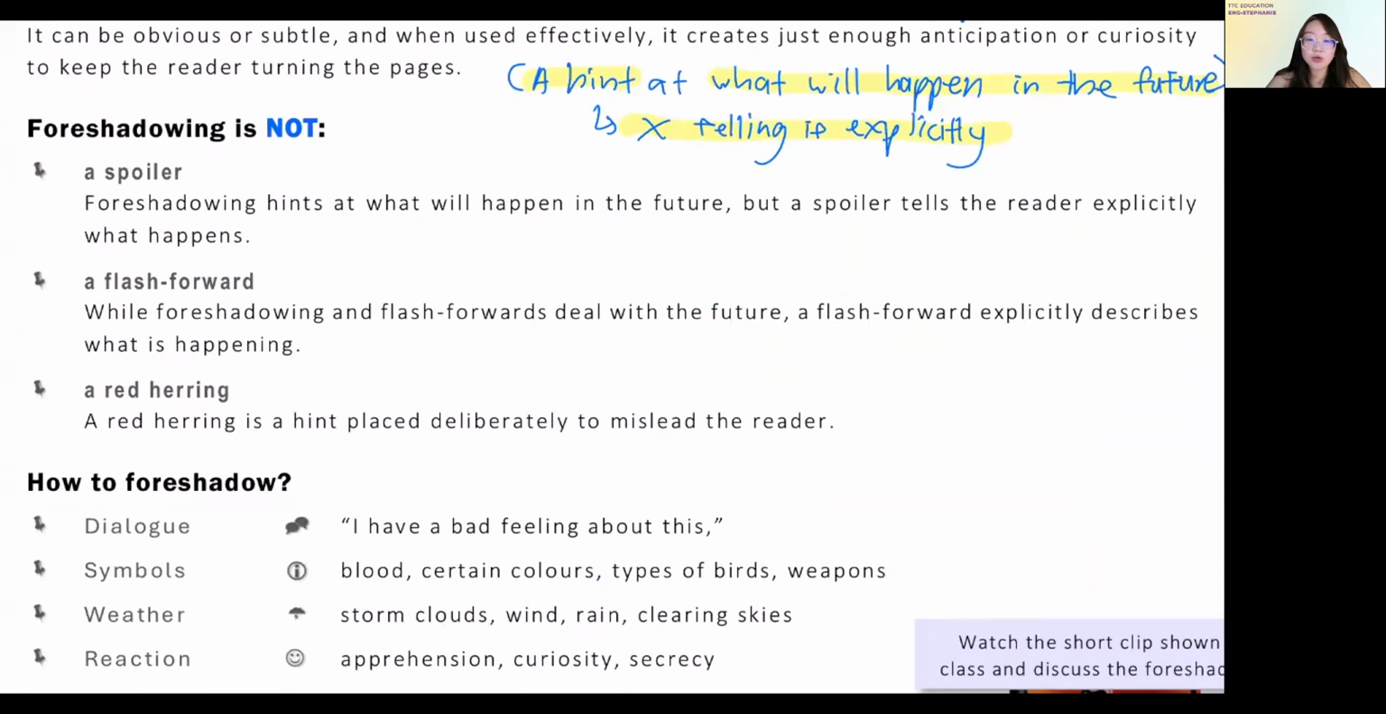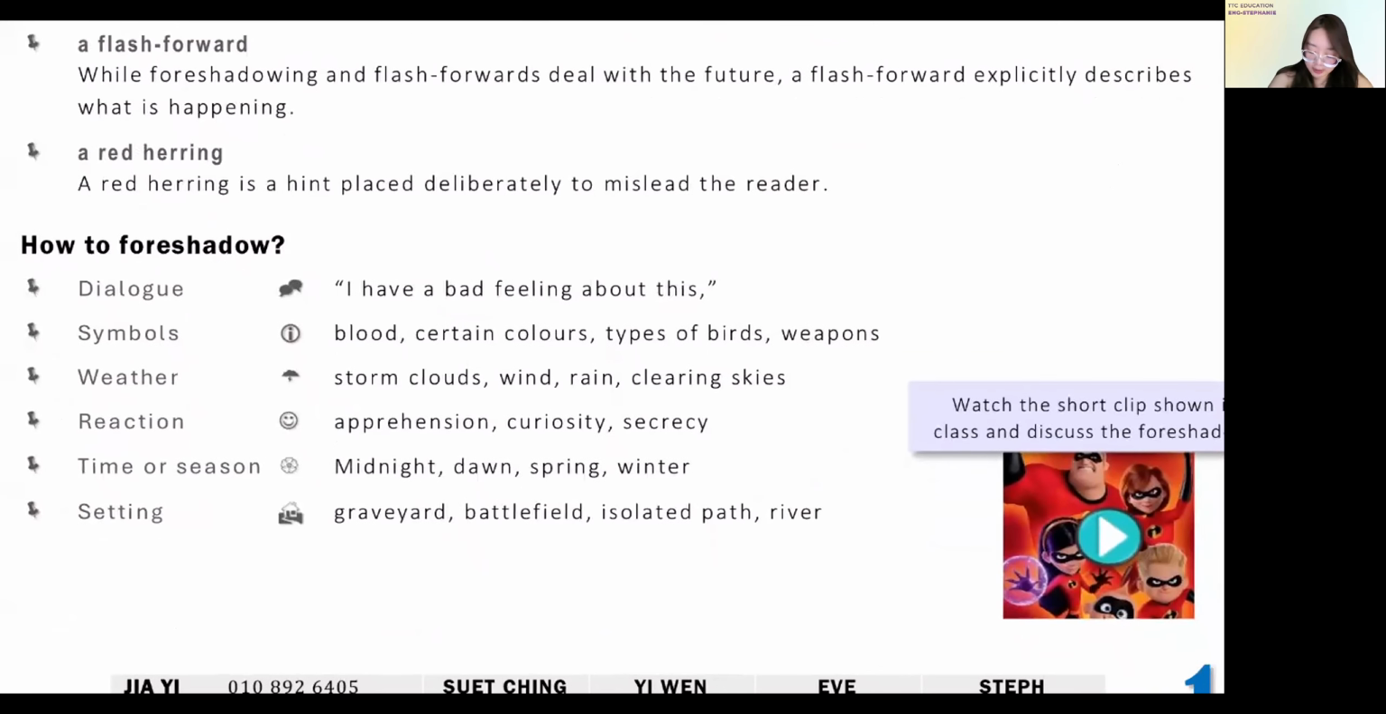Okay, and how can you do foreshadow? These are the few techniques that you'll use: dialogue, symbols, weather description, reaction of the character in the story, time or season, and setting. So dialogue, for example, "I have a bad feeling about this." Okay, you already hinted with the dialogue of the character that something bad is maybe going to happen. All right, symbols: certain colors, types of birds, weapons.